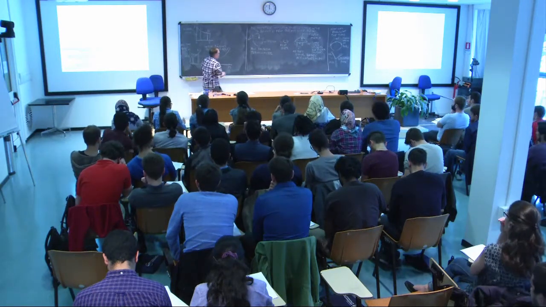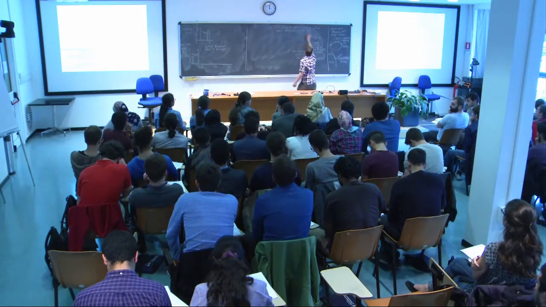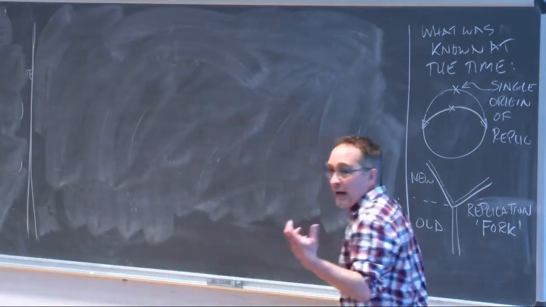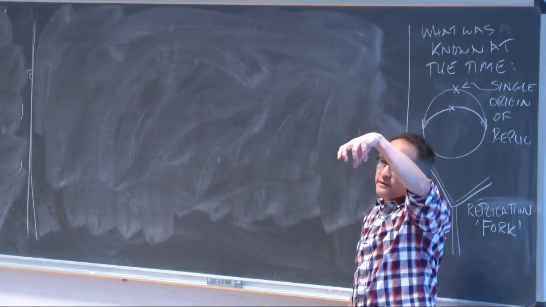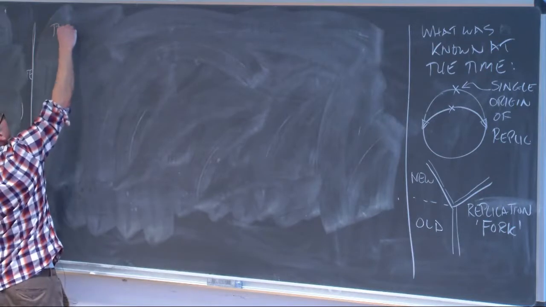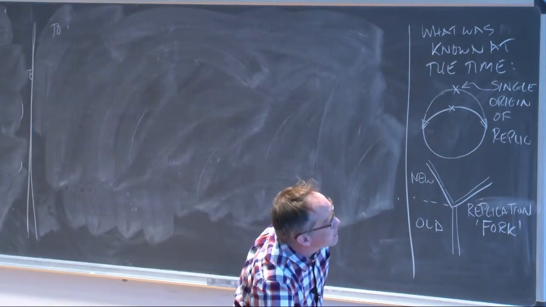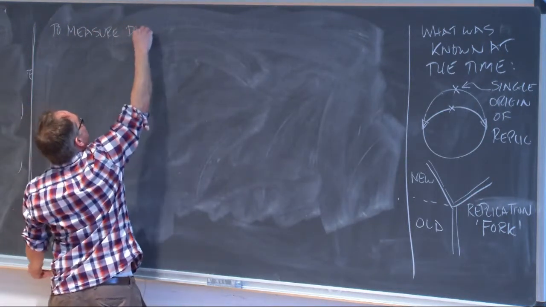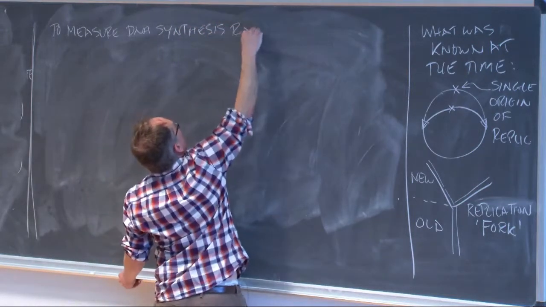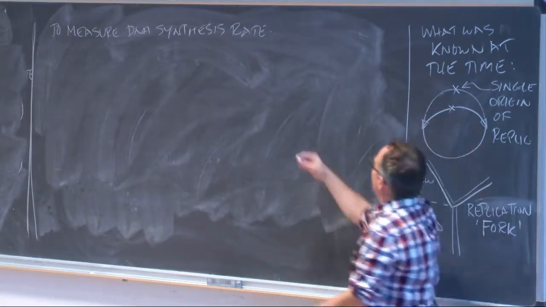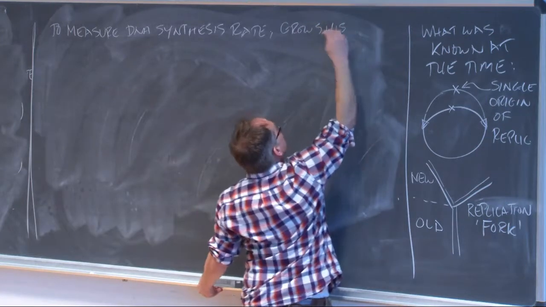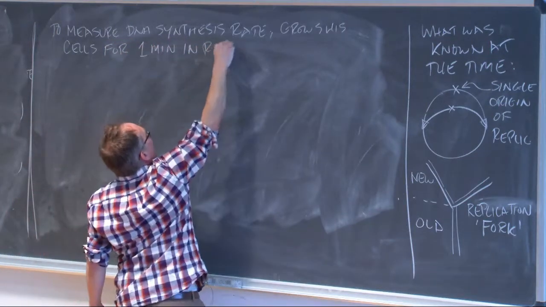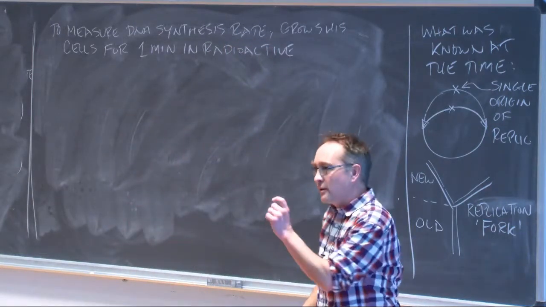Okay, let's get to the weird part. The way that Helmstetter wants to look at DNA synthesis is the following. So he has his cells growing in a flask, and then he's going to dump them into this filter. But before he does that, I should turn this off because it's not relevant. Screen, black. All right. To measure DNA synthesis rate, he does something that's called pulse labeling. So he grows his cells for 1 minute in radioactive thymidine. So I'll write it up.